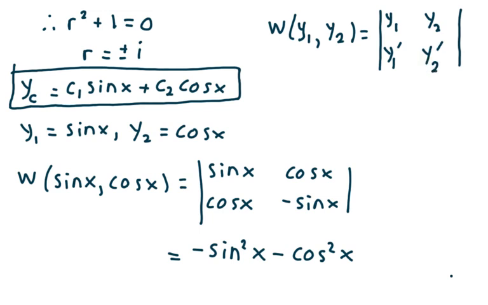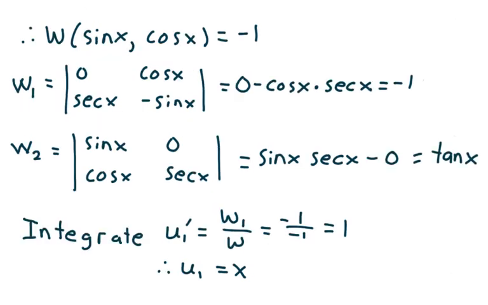And so that's exactly what I did. So the Wronskian of sine x and cosine x is the determinant of a 2 by 2 matrix where the first column is sine x, cosine x. The second column is cosine x, negative sine x. So this determinant is equal to negative sine squared x minus cosine squared x, which is equal to negative 1.